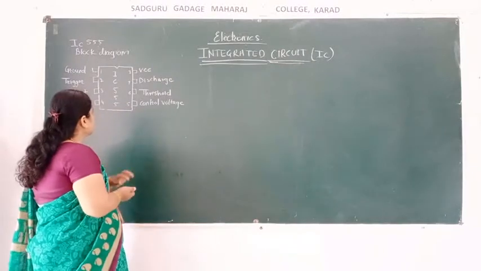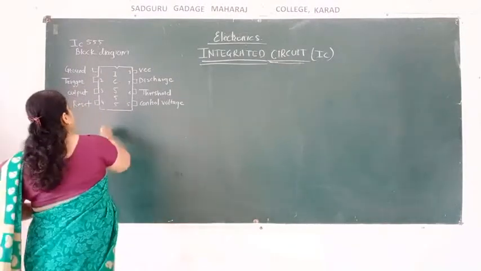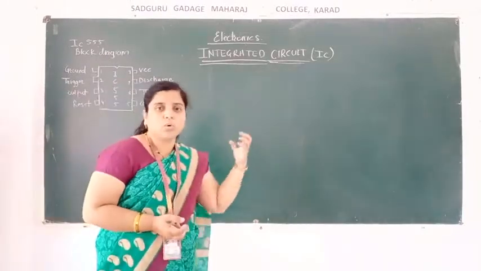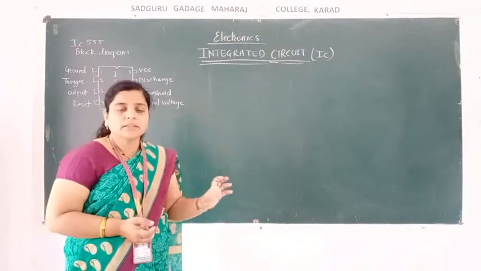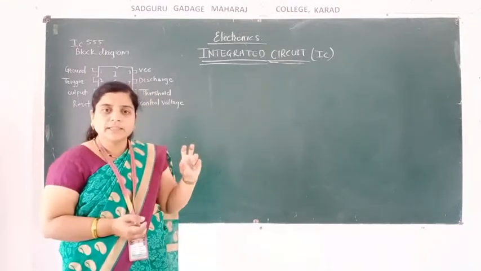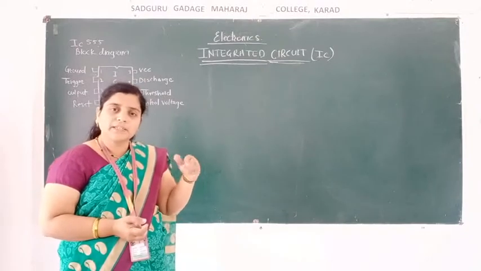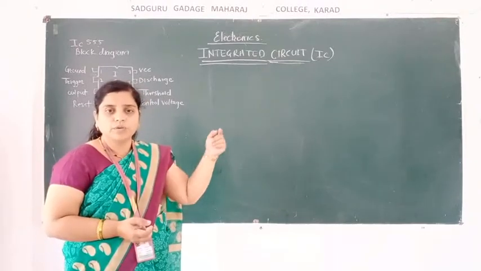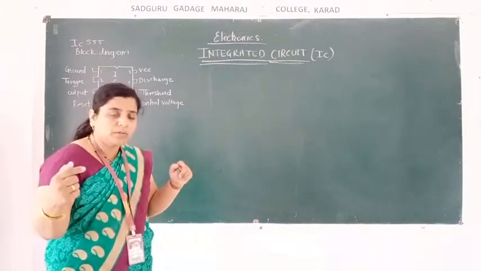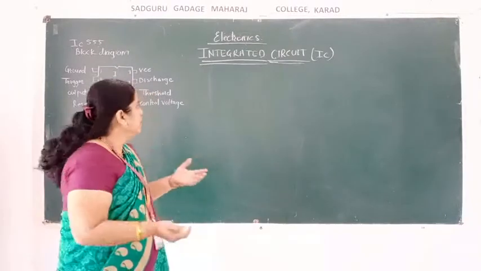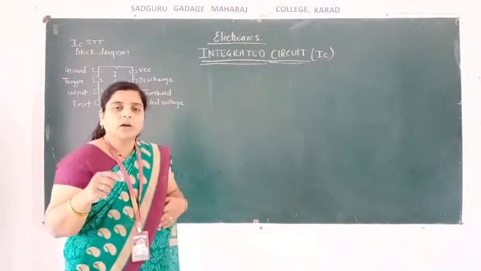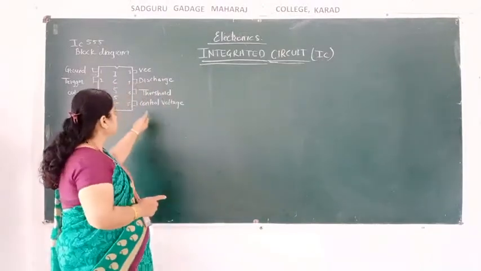How many pins does it have? It has 8 pins, and each has its own function. So if you have the IC 555, how will you connect it? You should know each pin has its own function. If you want to give the input, where do you give it? If you measure the output at pin number 8, it will not show. The output will show only on pin number 3.